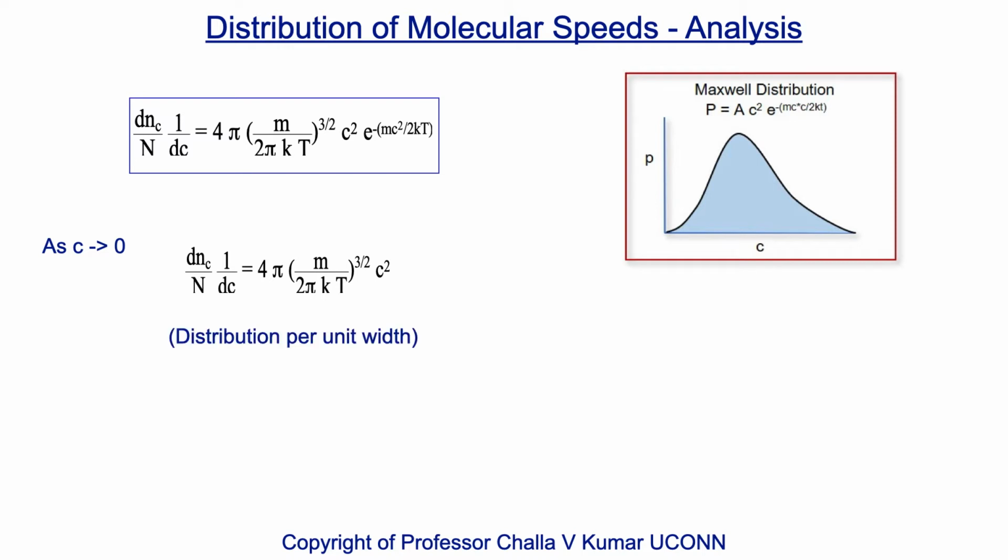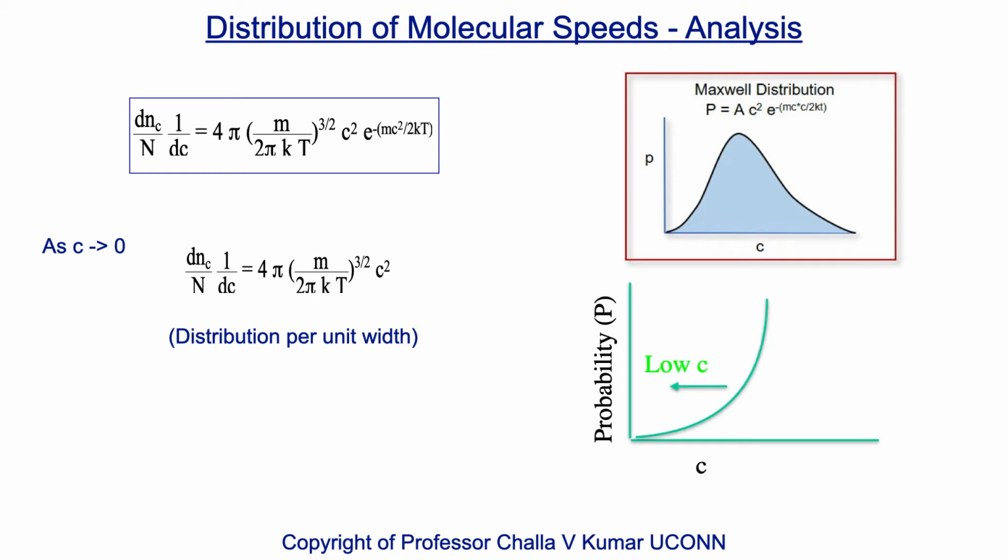Okay, that is like this. The distribution per unit width will rise quadratically. So if I were to plot probability on the y-axis and the molecular speed c on the x-axis, at low c values, that's what you see: an approximately quadratic expression, the green curve.